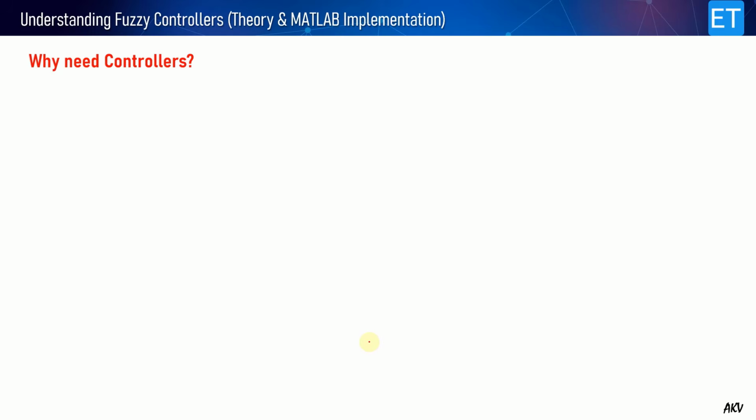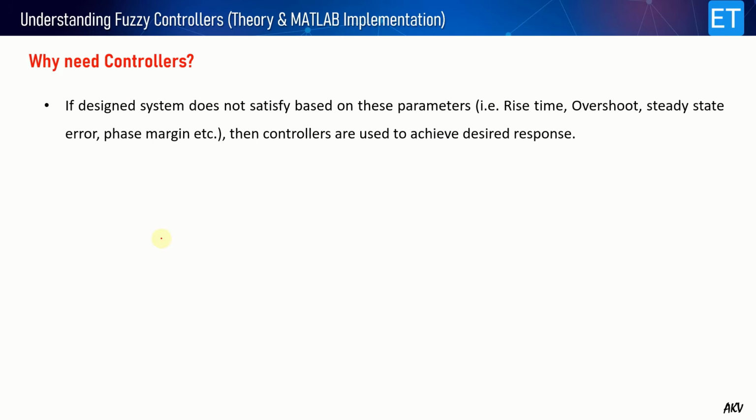So let me explain what is the need of the controllers. Actually, if a designed system does not satisfy the required parameters like rise time, overshoot, steady state error, or phase margin, etc., then controllers are used to achieve the desired response. So you can say that controllers are actually the system response modifiers.